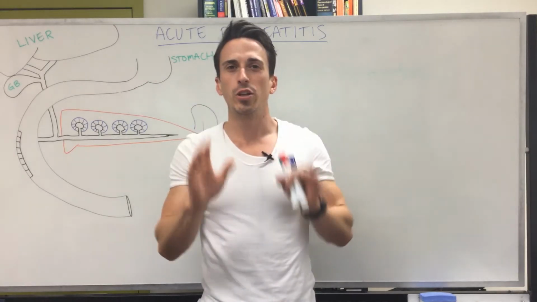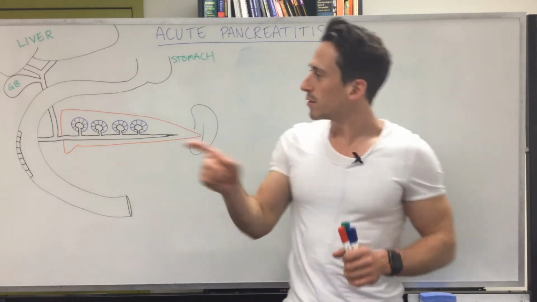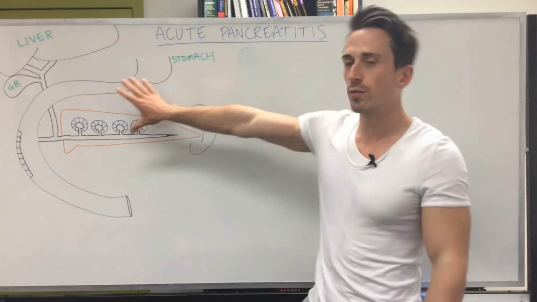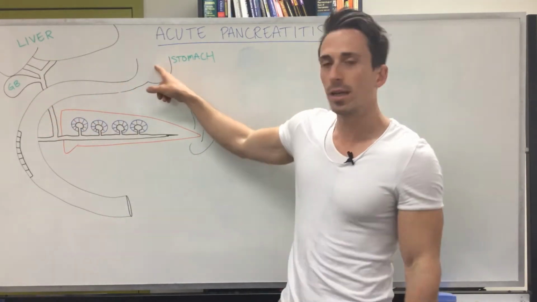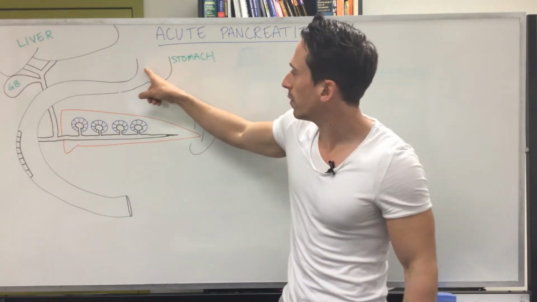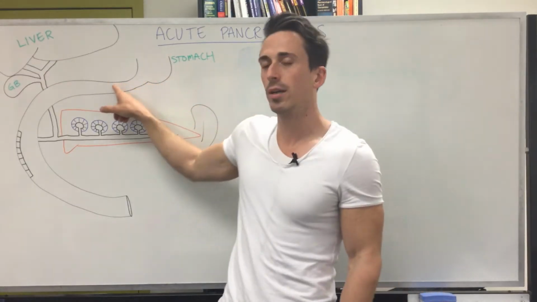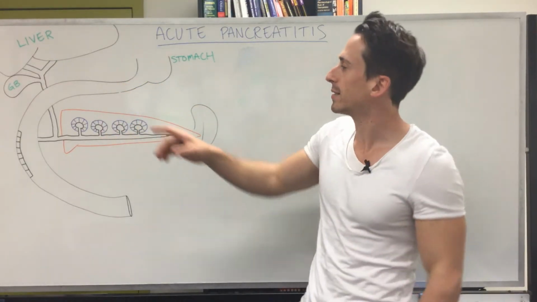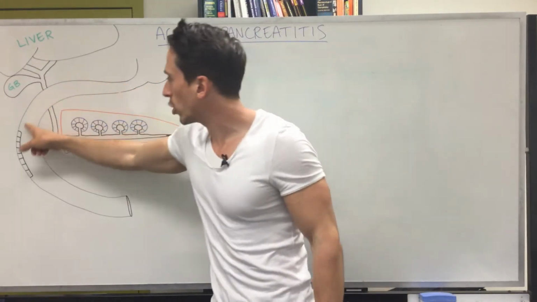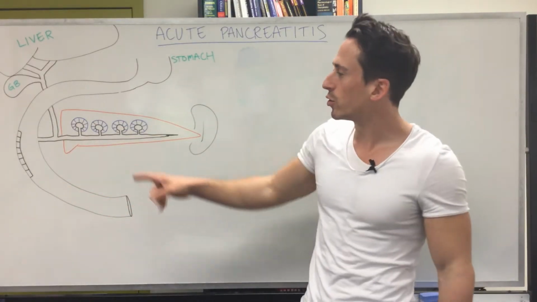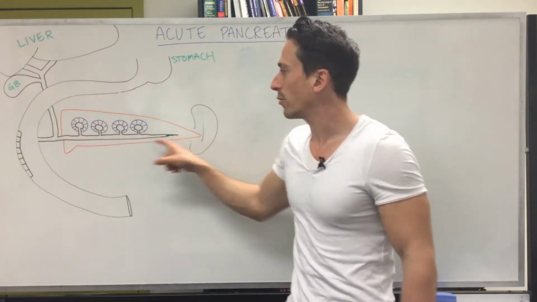Now let's talk about acute pancreatitis. So let's first orientate ourselves with the diagram that I've drawn up here. We have the stomach, and we know the stomach leads into, via the pyloric sphincter, the duodenum, which is the first part of the small intestines. Now you can see the duodenum curves, and within the curvature of the duodenum, that's where our pancreas sits.